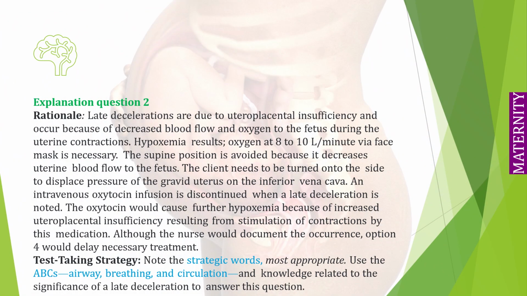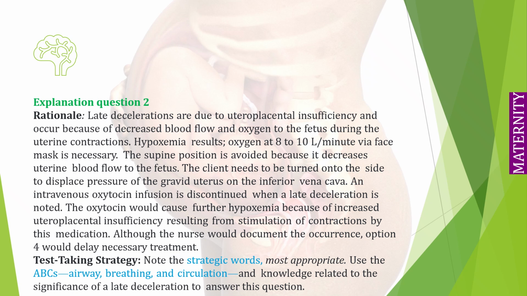Explanation. Question 2. Rationale. Late decelerations are due to uteroplacental insufficiency and occur because of decreased blood flow and oxygen to the fetus during the uterine contractions. Hypoxemia results. Oxygen at 8 to 10 L/minute via face mask is necessary. The supine position is avoided because it decreases uterine blood flow to the fetus.